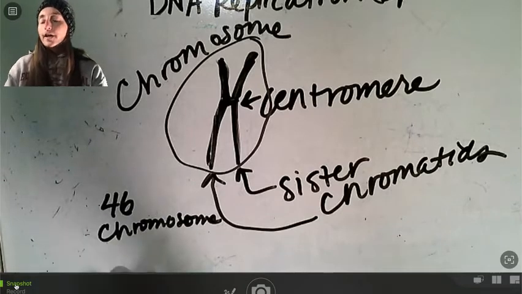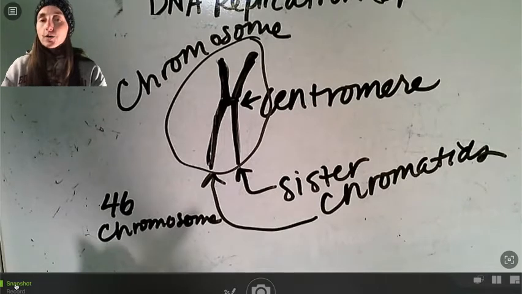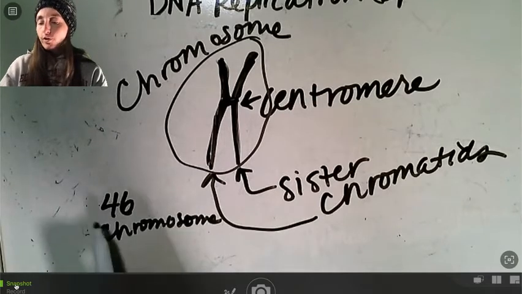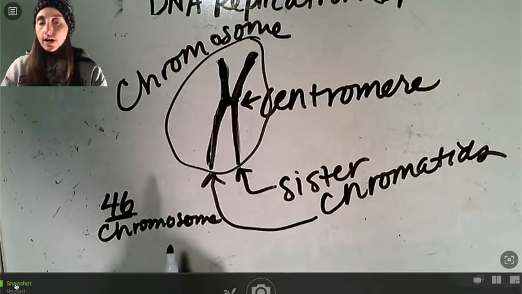So if all of a sudden you're like, oh, just kidding, in the middle of the cell cycle, we actually have 92. It's like, well, then you're not even a human anymore. Like 46 chromosomes is what we have. And so never 96 or 92 or whatever.